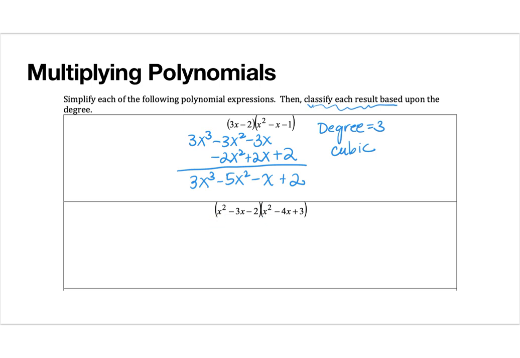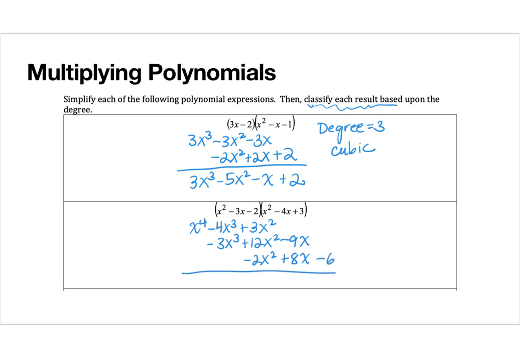In this particular case, I'm going to distribute from the left into the right. So let's distribute that x squared in. That gives me x to the 4th minus 4x to the 3rd plus 3x squared. Now I'm going to distribute the negative 3x. That is minus 3x to the 3rd plus 12x squared minus 9x. Now distribute the negative 2. That gives me minus 2x squared plus 8x minus 6.